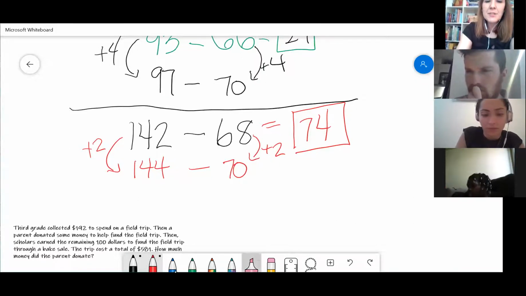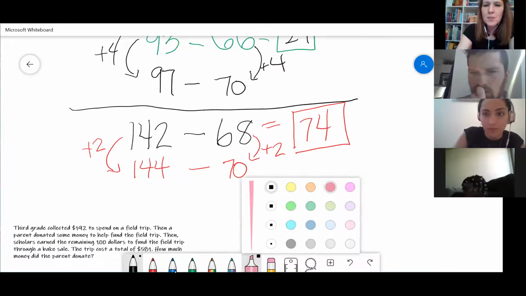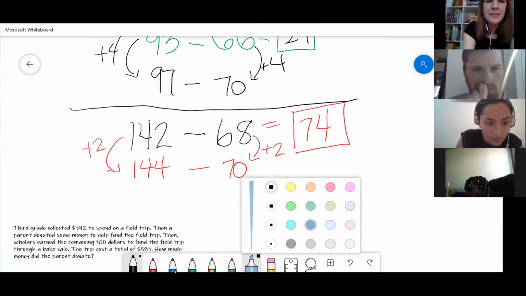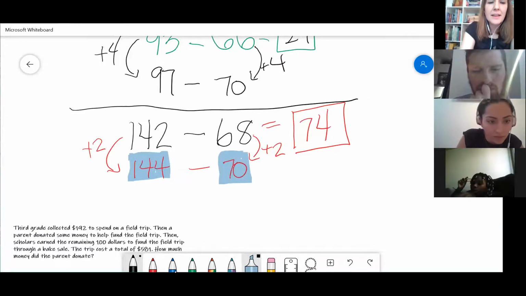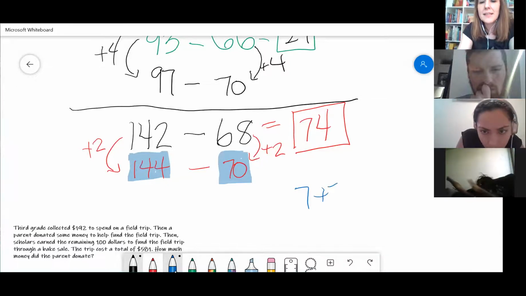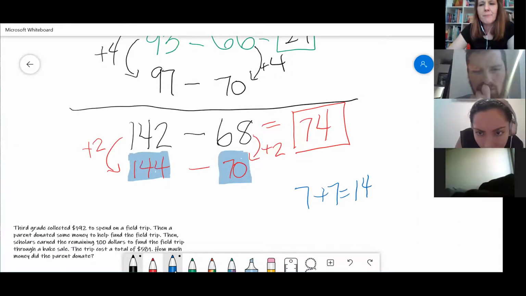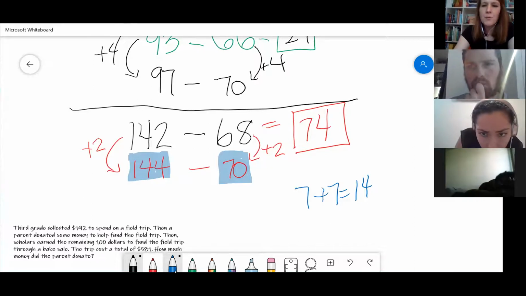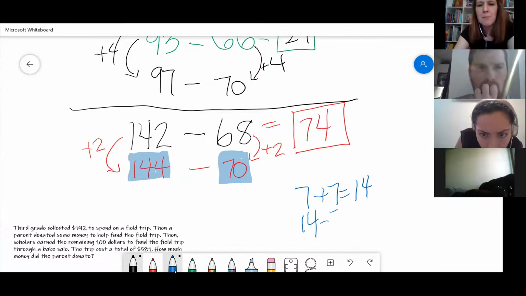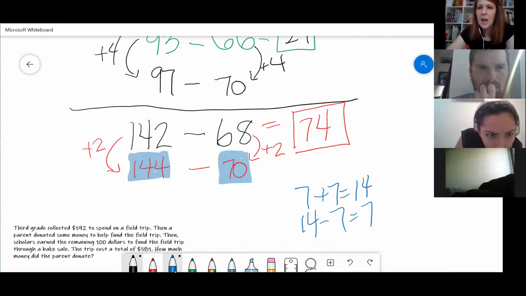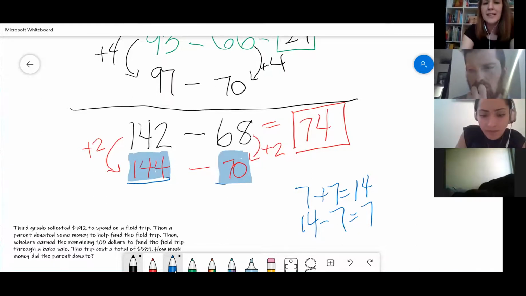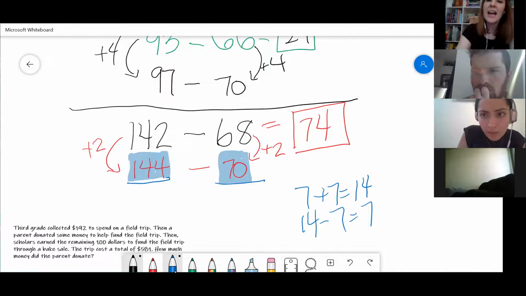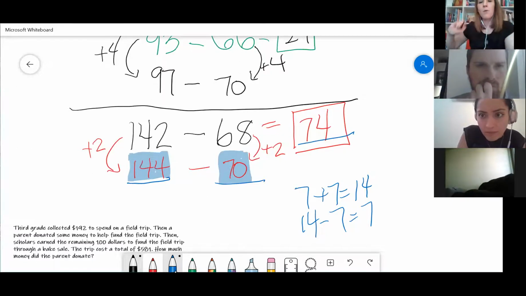Awesome. Jacob, I chose this one especially because I wanted everybody to see here, when you look at 144 and 70, I know that 7 plus 7 equals 14, doesn't it? Now, that means 14, that's my double fact. 14 minus 7, then it's going to give me 7, isn't it? But in this case, we're talking about 140 minus 70. So that's why in my head, I can do that so easily to give me 74.